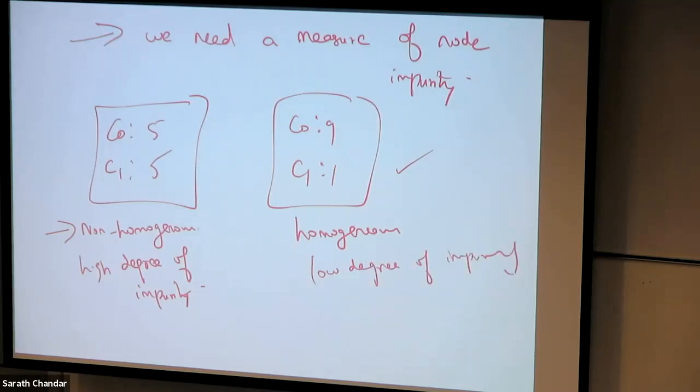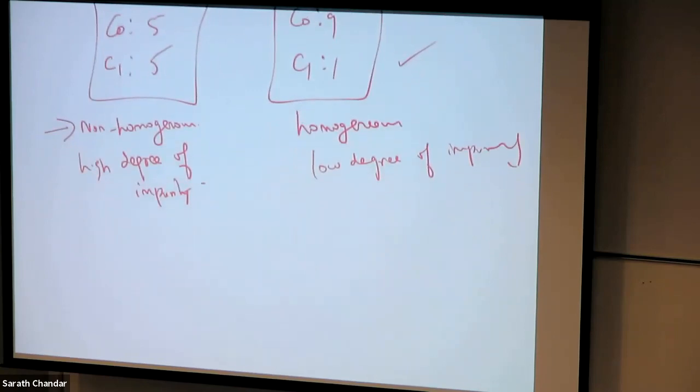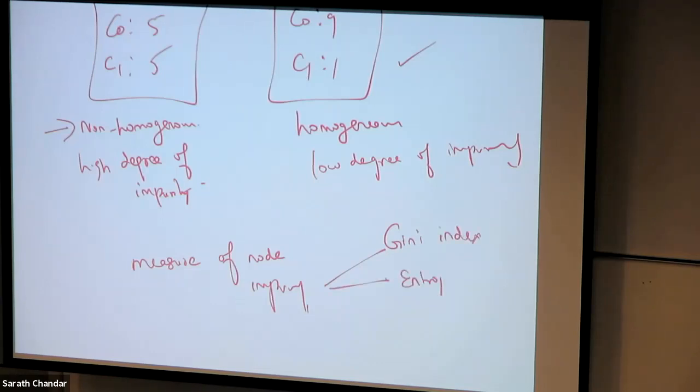Now there are various ways to measure node impurity. Depending on which measure you are using, you're going to use different versions of the decision tree algorithm. However, they are all similar. We are going to see 3 measures of node impurity today, which are Gini index, entropy, and misclassification error.